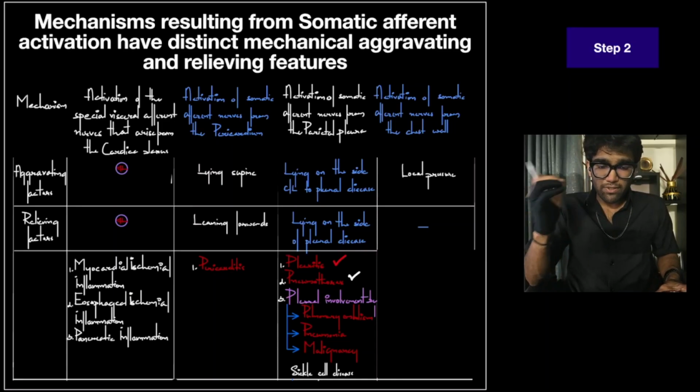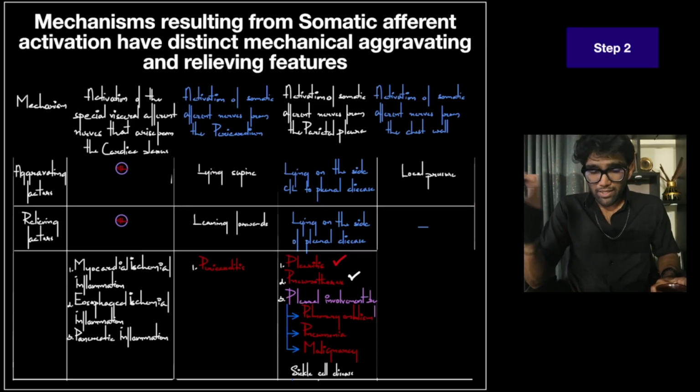Now, the other pathologies that can result in secondary inflammation of the pleura: you can have an infarction in the lung, so pulmonary embolism. You can have inflammation within the lung, which is involving the pleura secondarily, in case of a pneumonia.